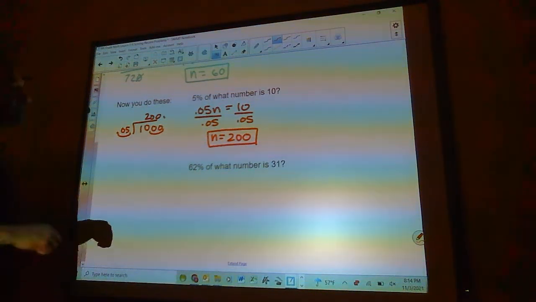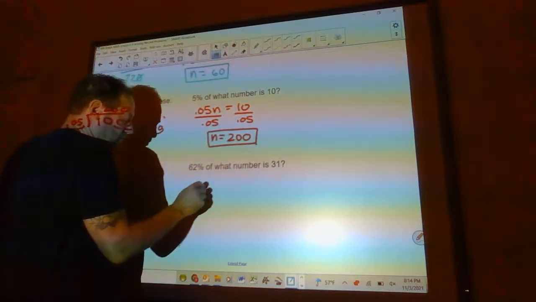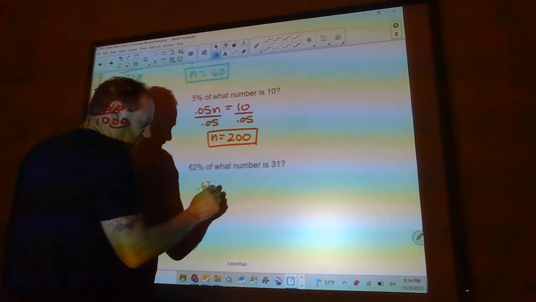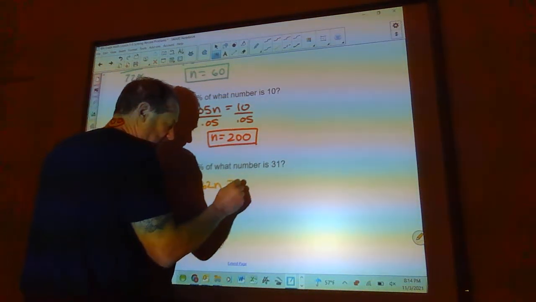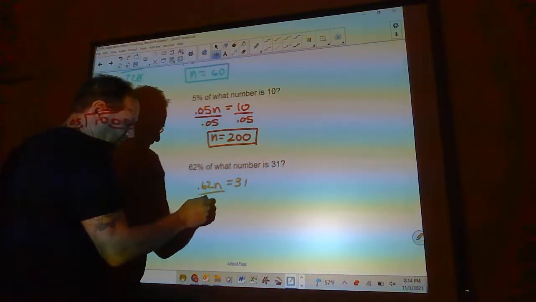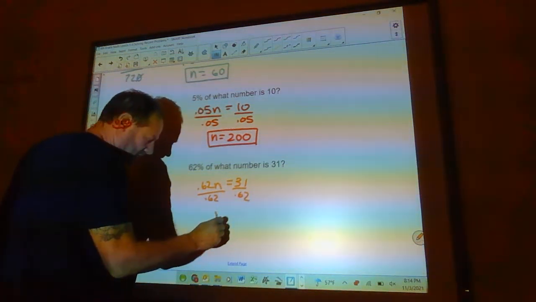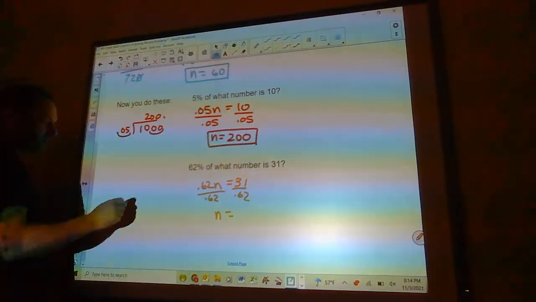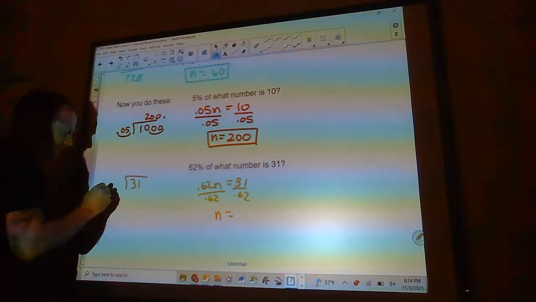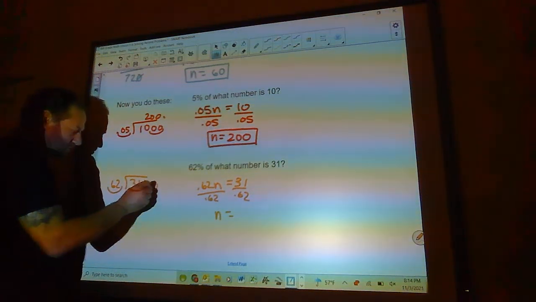Okay, next, 62%. So 0.62 of what number times n is 31. So I'm going to go ahead and divide by 0.62 on both sides. Again, I wish I had my calculator with me at the moment. 31 divided by 0.62. Move the decimal 2, move the decimal 2.